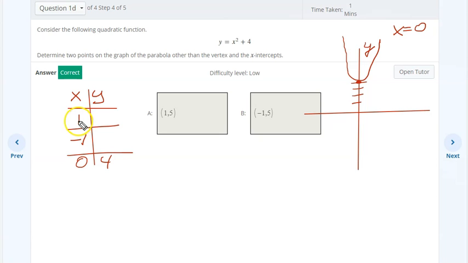So we're going to now substitute the 1 where x squared is. Well, 1 squared is 1. 1 plus 4 is 5. And then if we put a negative 1 where the x squared is, negative 1 times negative 1 is a positive 1. 1 plus 4 is 5. So there are our two additional values. Keeping that in mind, let's go to the next one.